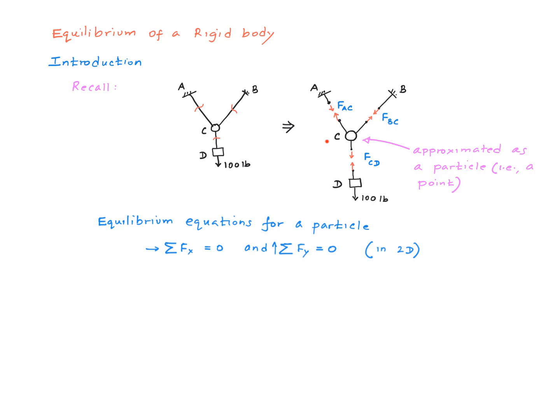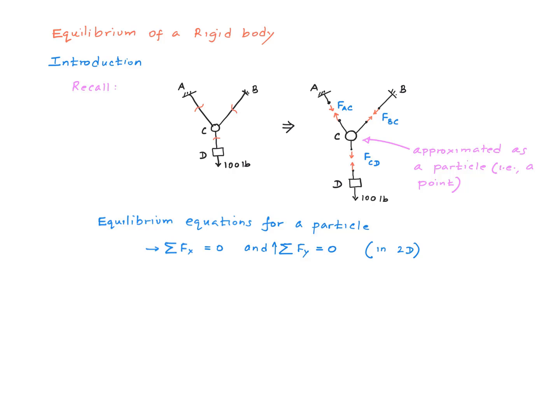Then to solve for the tensions in the cables, we used these equilibrium equations, right? In 2D, the sum of the forces in the horizontal direction is 0 and the sum of the forces in the vertical direction is 0. So we are able to write down two equilibrium equations for each particle, right? So mathematically we can solve for two unknowns, right?